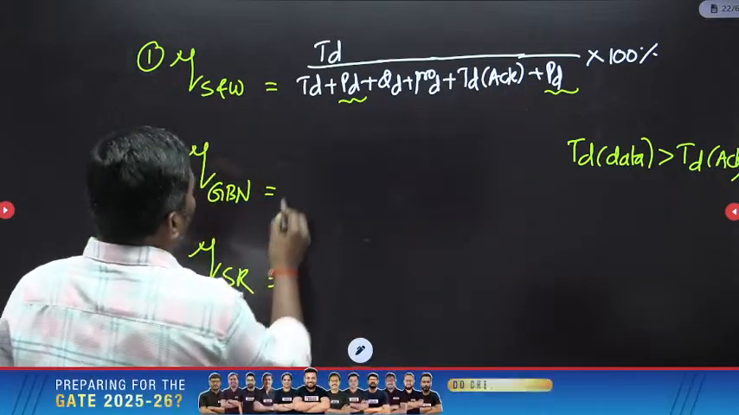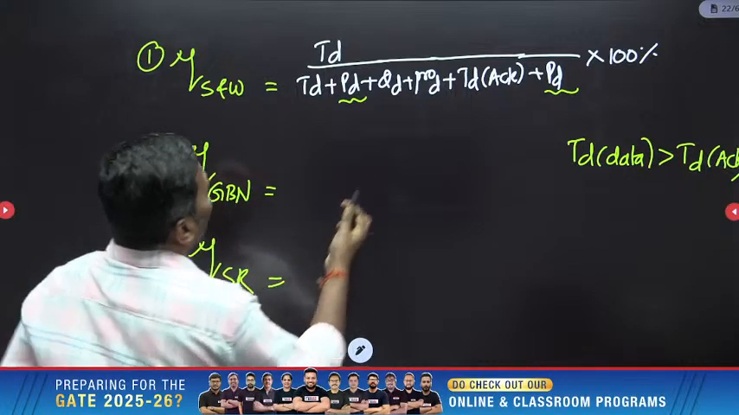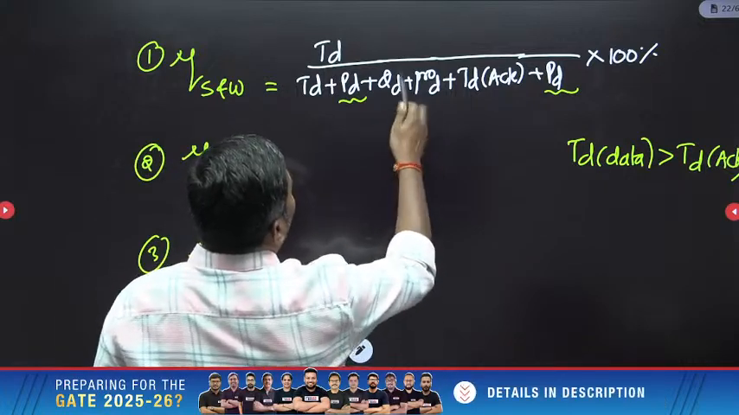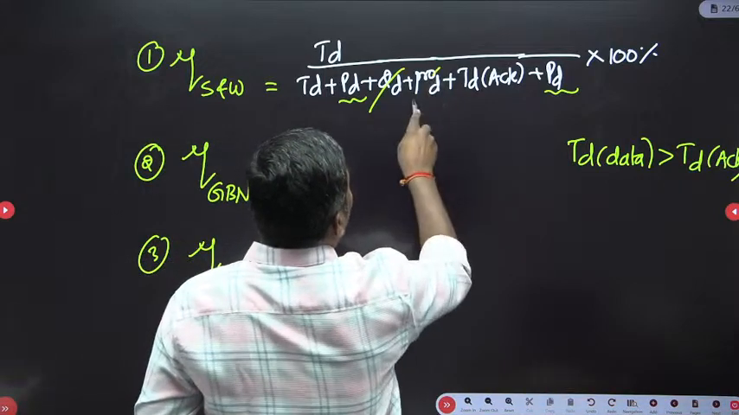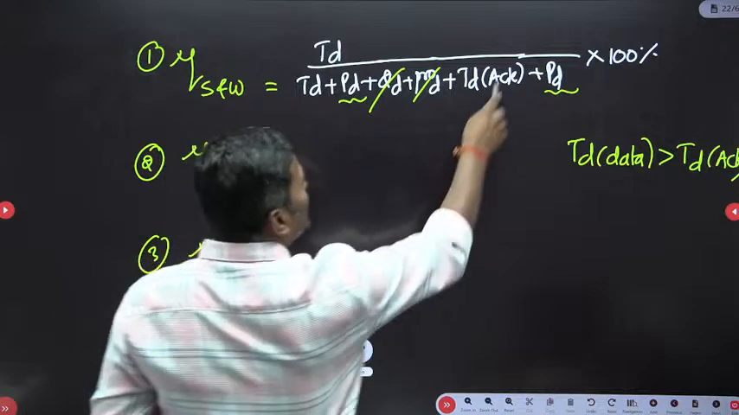Okay, so what about this one? For shortening this, many terms can be ignored if they are not given. For example, you can ignore this, you can ignore this, or this can also be ignored here.